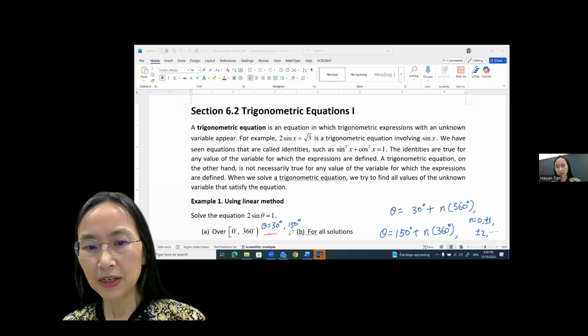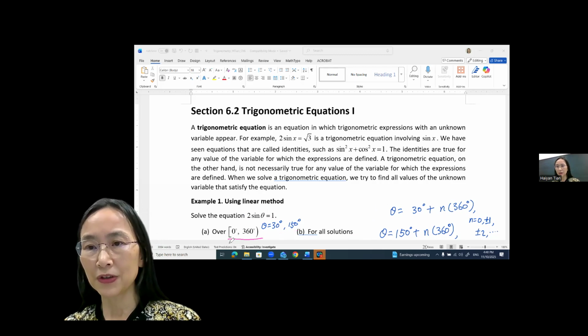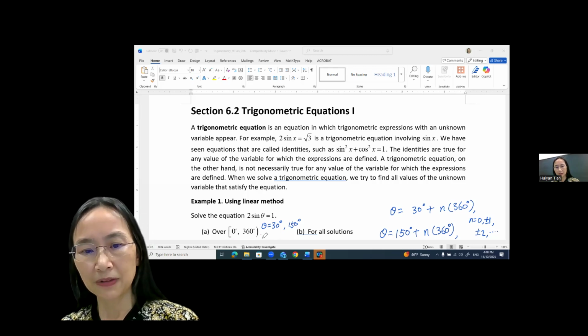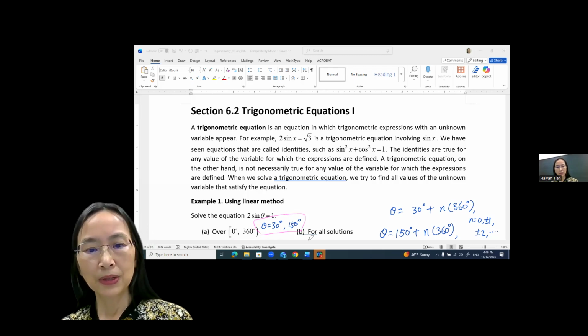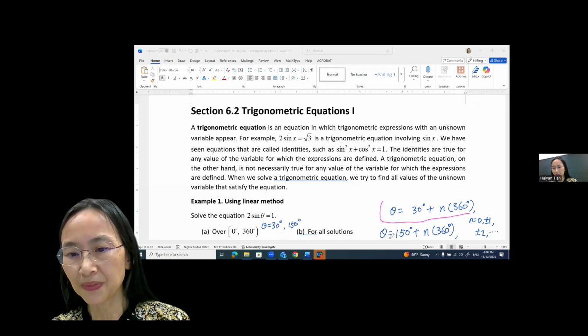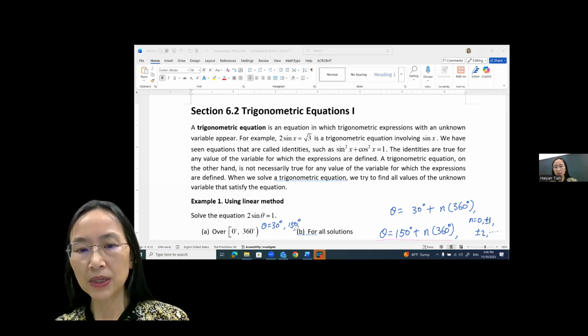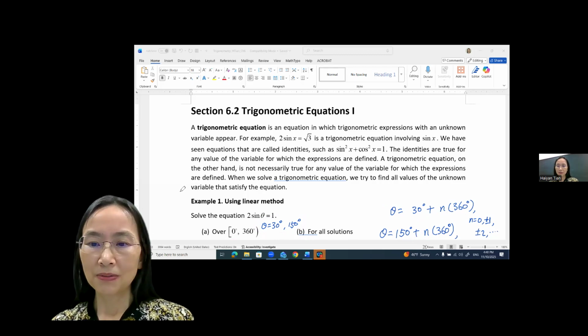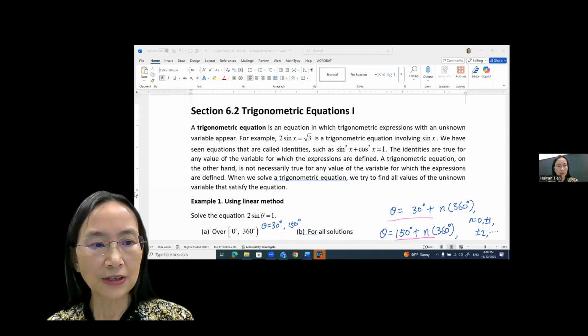As you can see, we have only two solutions if we only look for solutions in that interval. That means if our solutions have to be at least 0 degrees and at most 360 degrees, then we have only two solutions. But without that restriction, we can find infinitely many solutions, including those two, right? Because in the case of 0 for the n, you get 30 and 150. So we have infinitely many solutions.